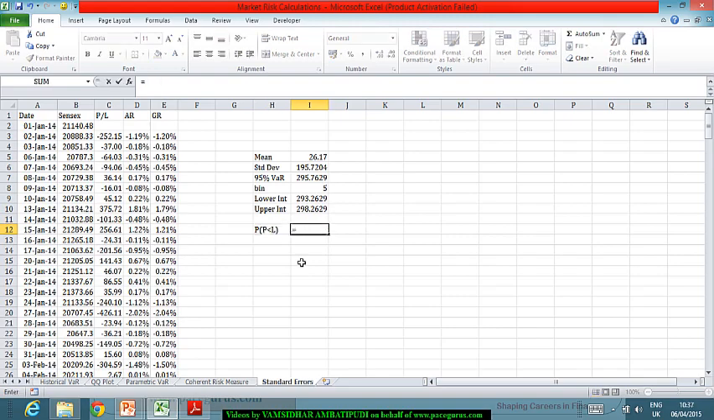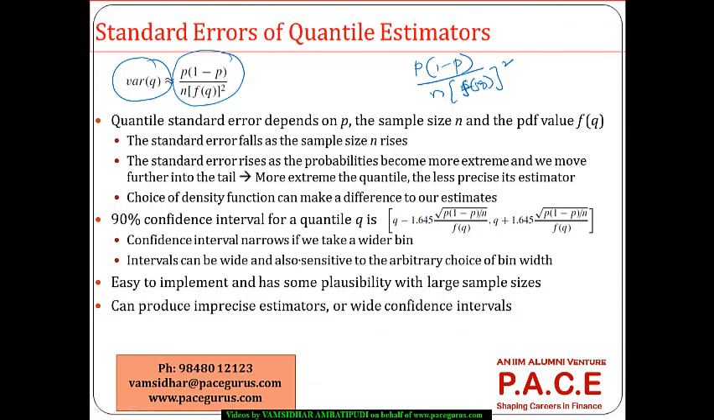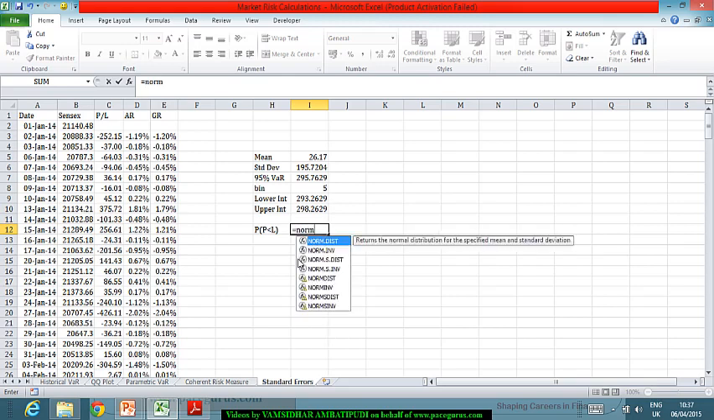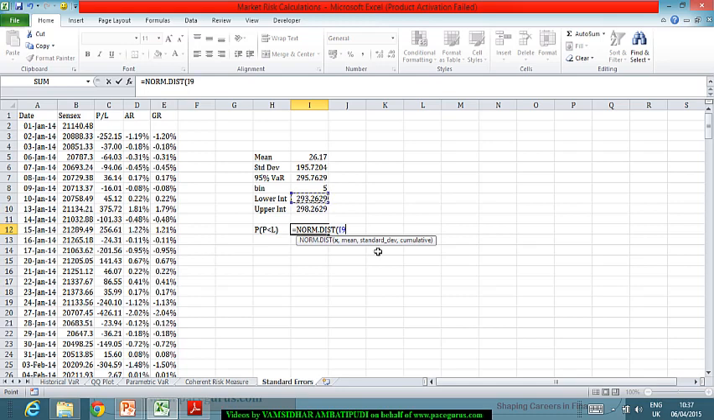What is the probability that, if it is following a normal distribution, the P&L is lesser than 293.26? So I can very well find out the probability that the P&L value is lesser than the lower limit, right? Which means I'll do a norm distribution where I'll look out for 293 with a mean of 26 and a standard deviation of 195 on a cumulative basis.